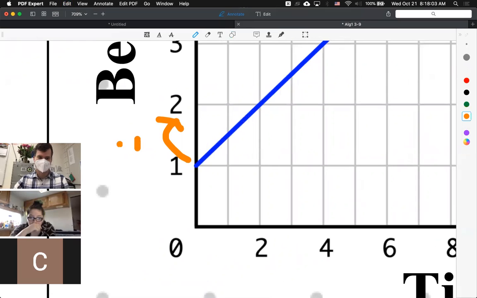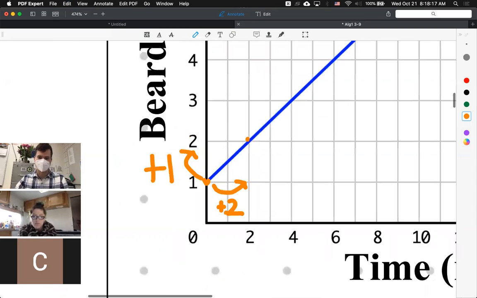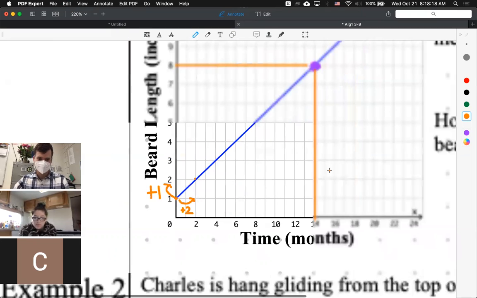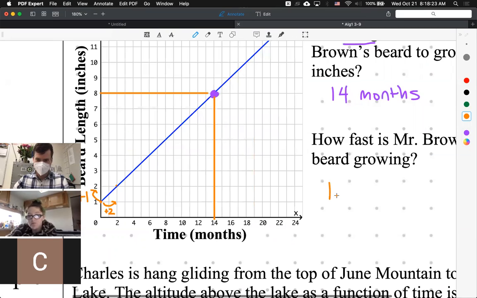I guess I can make my numbers a little bit bigger. Plus 1, and then when I move to this point from our initial point to our next point, I moved 2 units to the right, so plus 2. All right, yeah, thank you. So let me come over here and label what Jose said. Jose said 1 inch per 2 months.